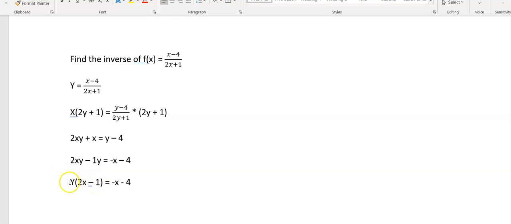Now that we have the y factored out, we really have something multiplied times y, and we know to get rid of something being multiplied times our variable, we divide it out. So let's divide out the entire quantity 2x minus 1 on both sides.